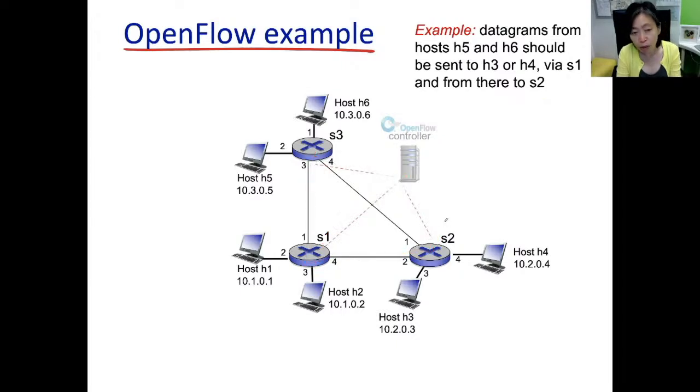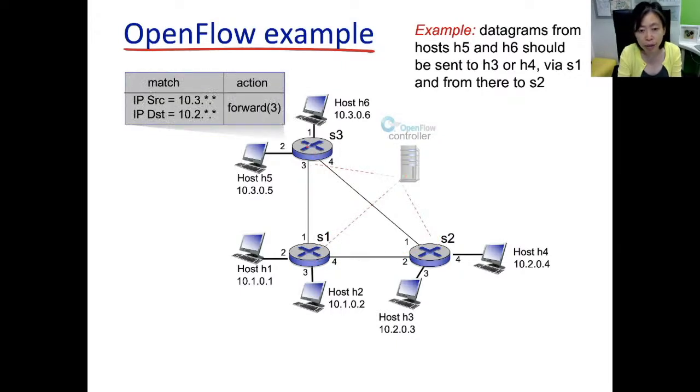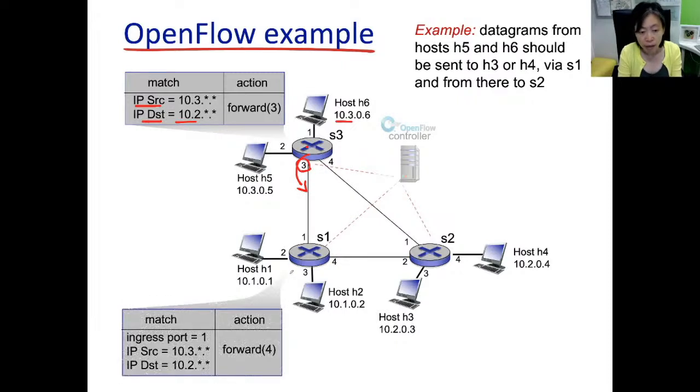And these entries will look like this. Inside S3, the flow entry will look like this: source being from 10.3, destination being to 10.2. That's for the packet on interface 3 here. Now the entry in S1, the router at the bottom, will look like this: if the ingress port is 1, so the incoming port number is 1, source 10.3, destination 10.2, it's forwarded down interface 4.